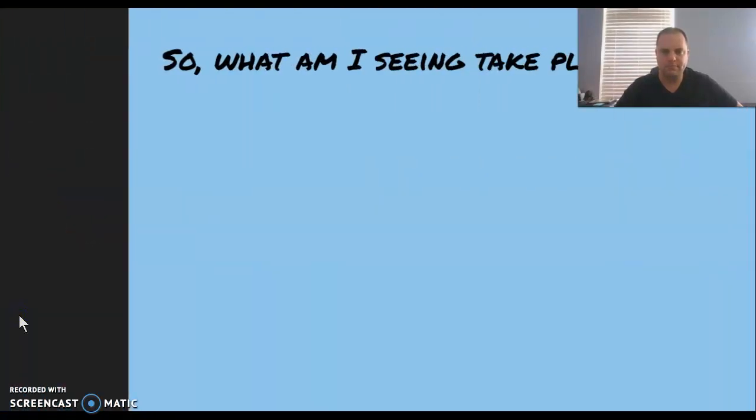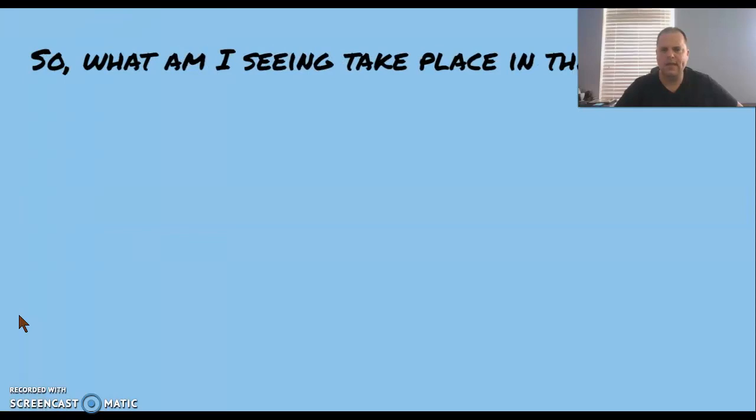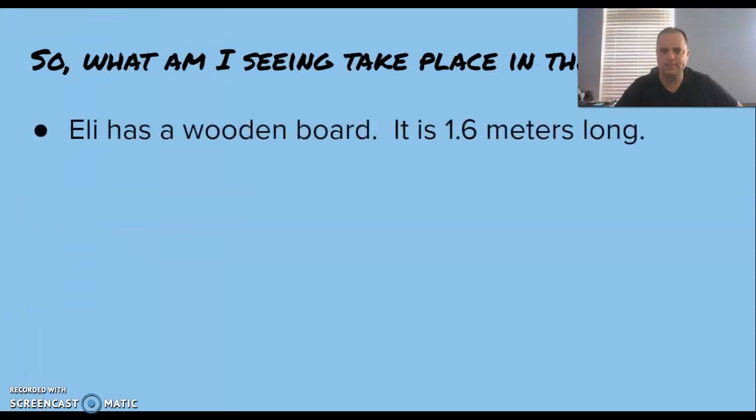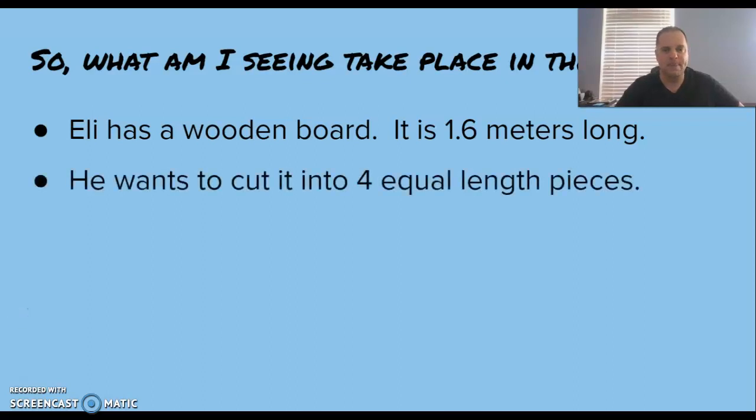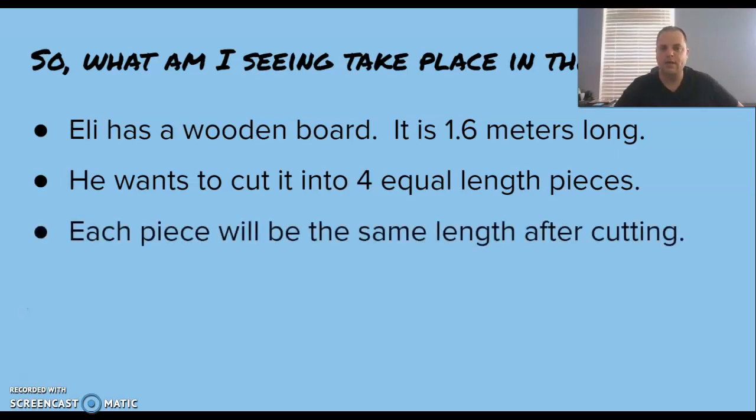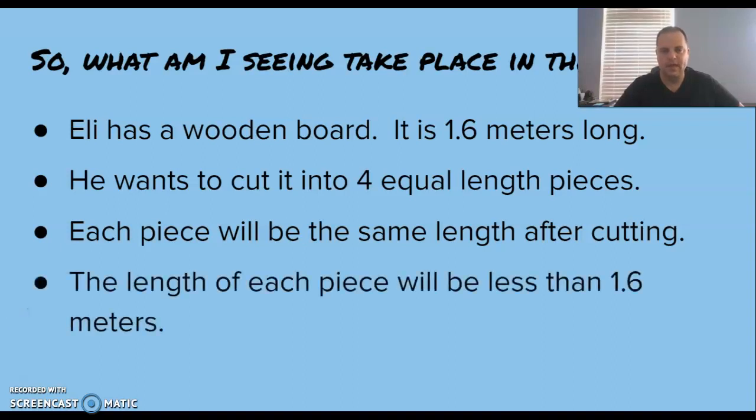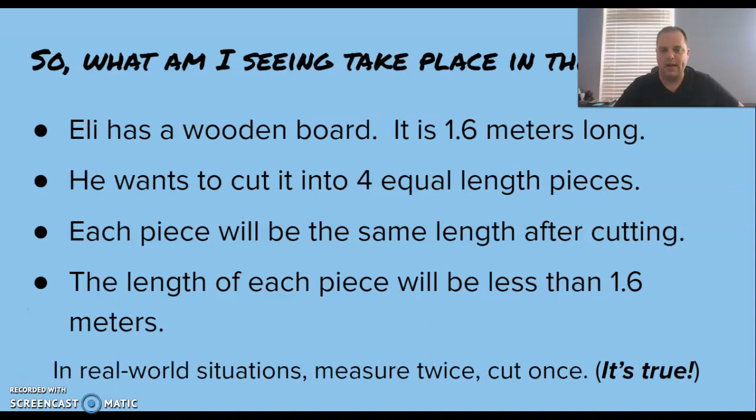Step 2. What am I seeing take place in this story? Well, 1. Eli has a wooden board. It is 1 6/10 meters long. 2. He wants to cut it into 4 equal length pieces. 3. Each piece will be the same length after cutting. The length of each piece has to be less than 1 6/10 meters. Now, in real world situations, remember, measure twice, cut once. It's true.